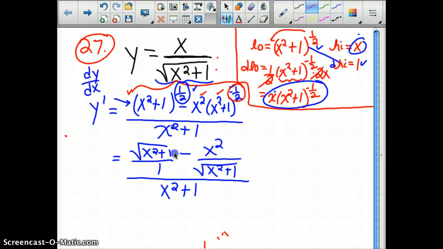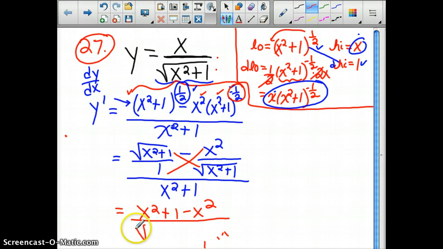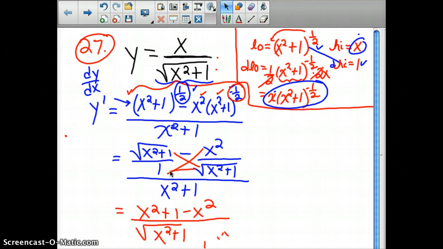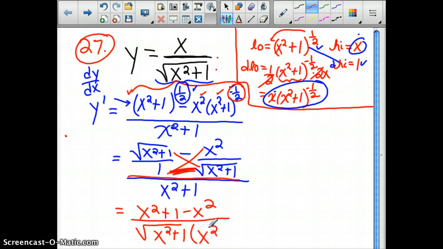When we clean this up, we multiply. And when we do that, the roots go. So I end up with x squared plus 1, multiply, minus x squared, all over the square root of x squared plus 1. Okay, so I just cleaned up that top. And this is the row that I think is a lot cleaner for you. And then on the bottom, I've got my square root of x squared plus 1, and then it's still all over x squared plus 1.